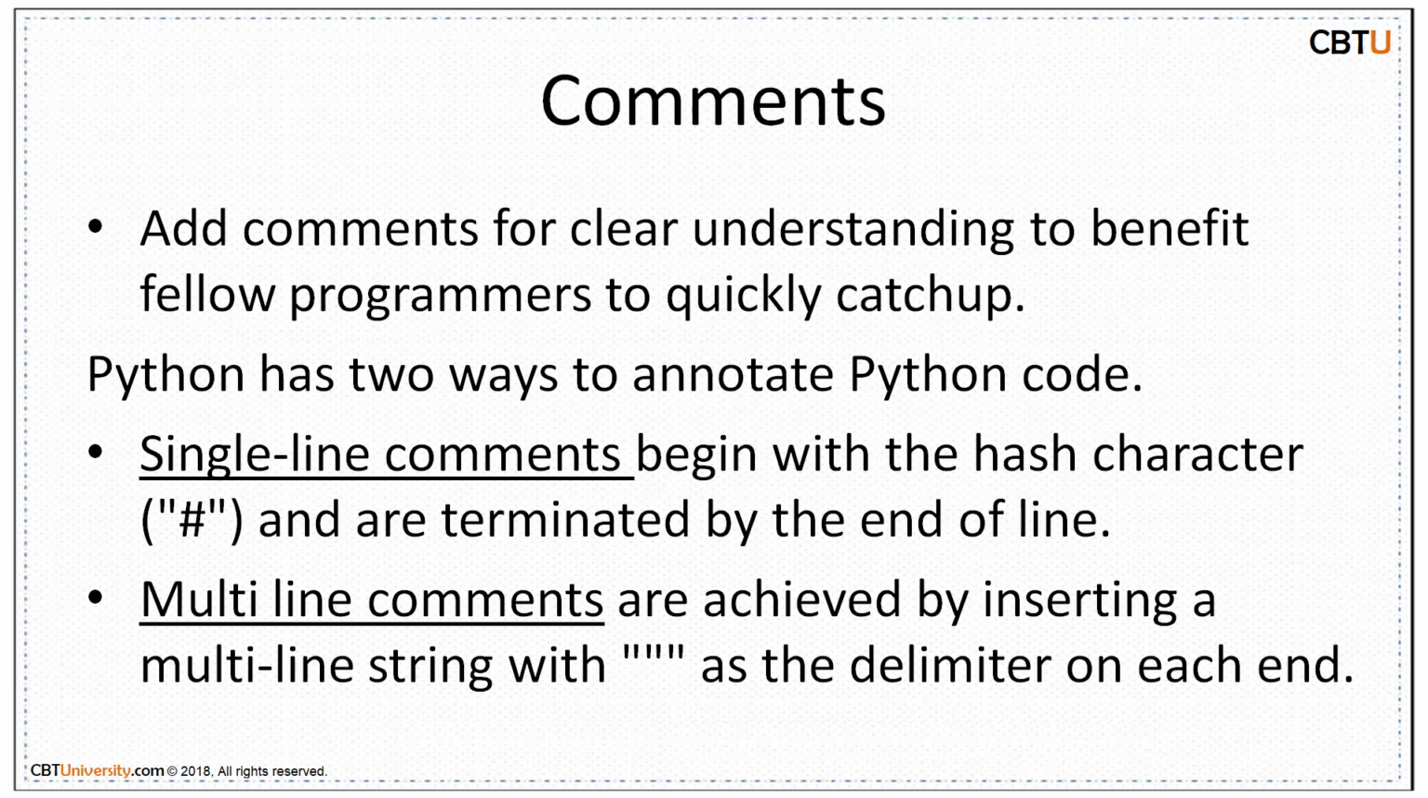Add comments for clear understanding, to help fellow programmers quickly catch up. Always make a priority of keeping the comments up to date whenever the code changes. Comments should be complete sentences. Python has two ways to annotate code: single-line comments and multi-line comments. Single-line comments begin with a hash character and are terminated by the end of the line. Multi-line comments are achieved by inserting a multi-line string with triple single quotes or double quotes as the delimiter on each end.